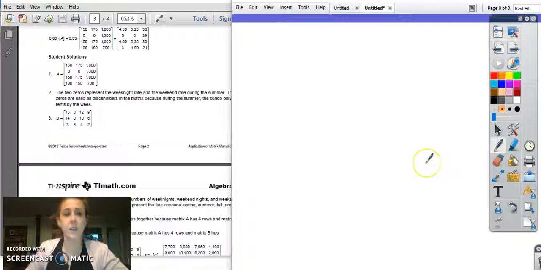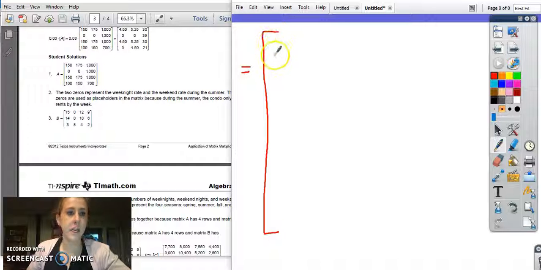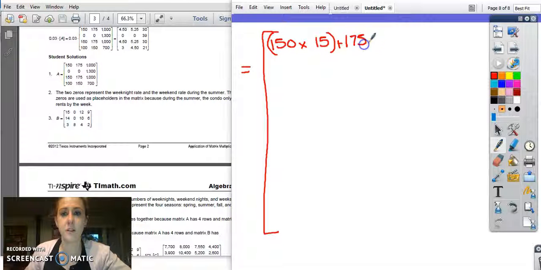So I'm going to clean this off. Okay, so we've got matrix A and B there on that screen on the left. So to multiply them, what I'm going to do is take the first row from matrix A and multiply it by the first column. So it's going to be the 150 multiplied by 15. 175 multiplied by 14.